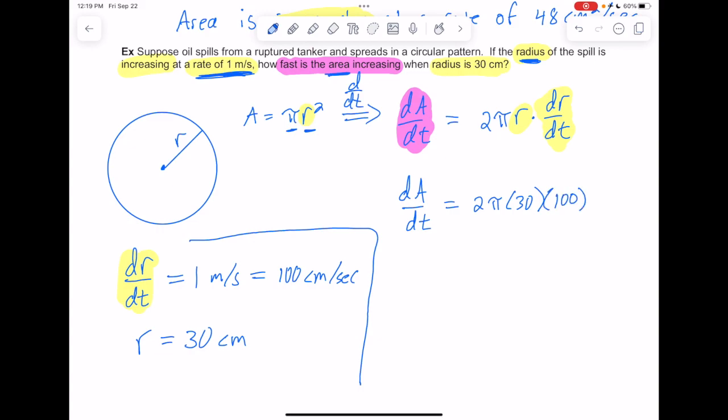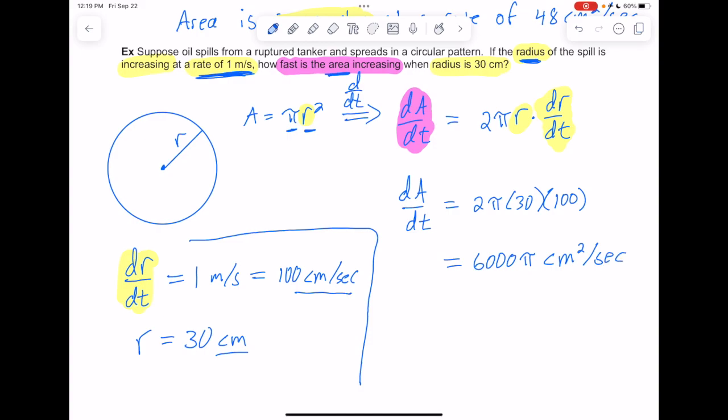So there's all of our numbers. The 2 times the 30 is 60, times 100 would be 6,000. So it looks like the answer is 6,000 pi. And then what would the units on the 6,000 pi be? If you take centimeters per second times centimeters, you would get centimeters squared per second.